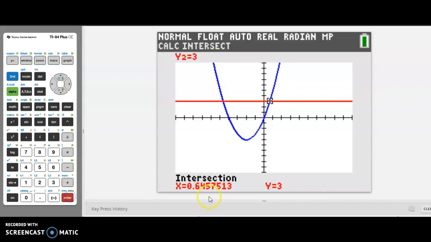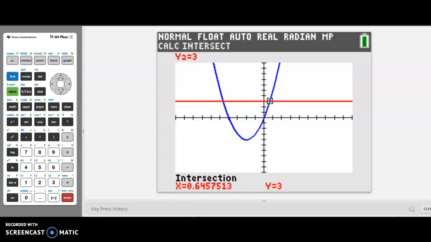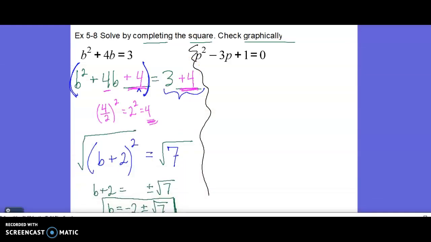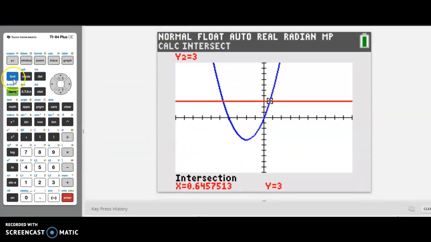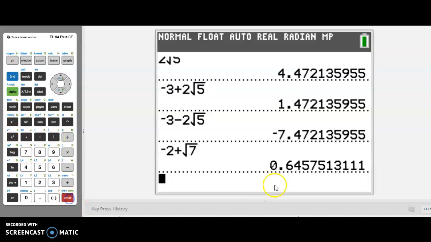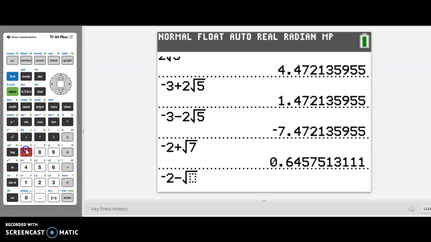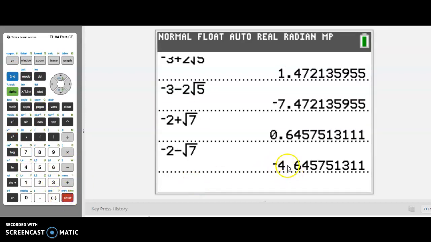Enter, enter, enter. And where does 0.646 come from? Because some students will just write that down and expect full credit. Well, that's not completing the square. Completing the square is the work that I did here. Well, if I go back to my home screen and type in -2 plus the square root of 7, you get the correct answer. And I'm going to trust that you can check the other one is -4.646 to check your work.